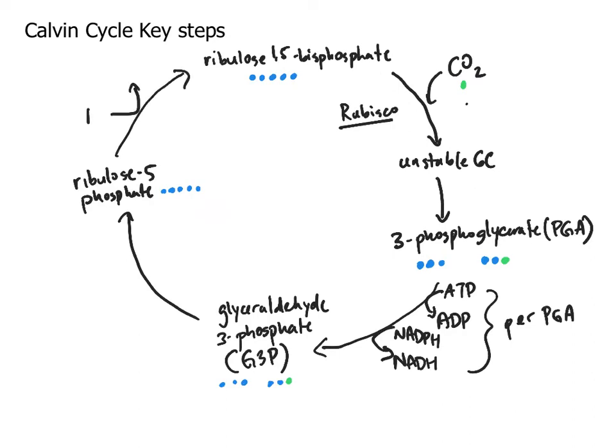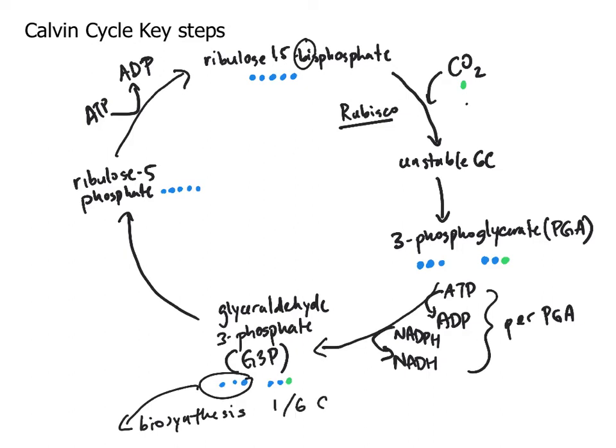The other thing here is that you're going to use another ATP to get from the 1-phosphate to the bisphosphate. Another ATP here. And so one of these can go off to biosynthesis, but this only happens 1 out of 6 G3P.